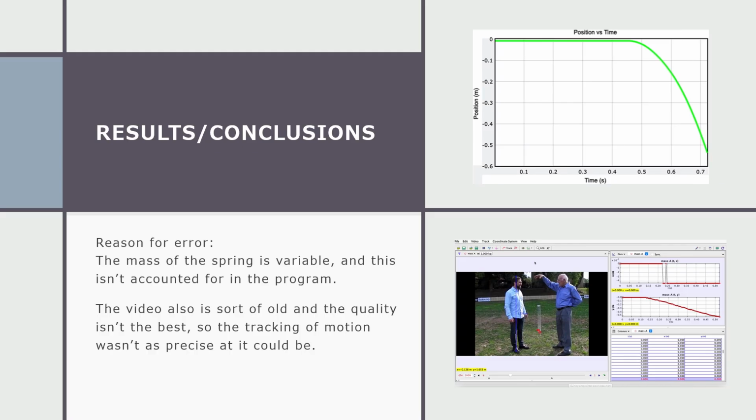So yeah, the mass is changing as the spring is moving down, because at some points it's in contact with the ground, and at some points it's in contact with the hand, and the coils are compressing on each other, so overall it's not weighing 100% the same. But yeah, that's it.